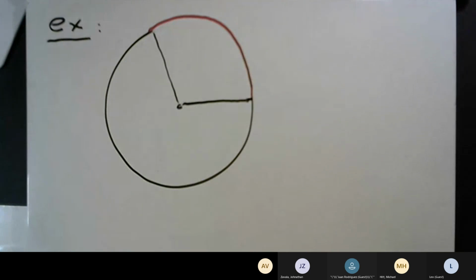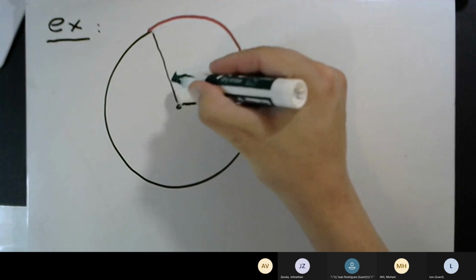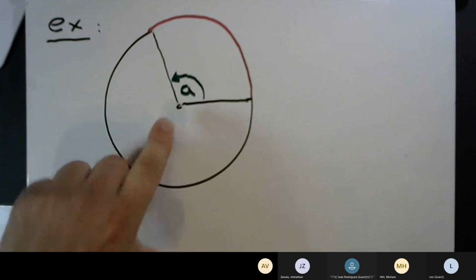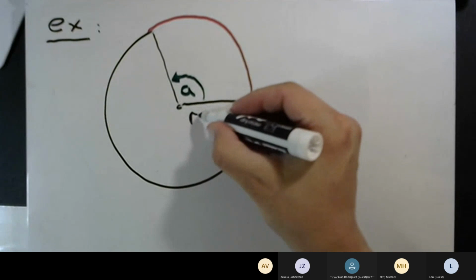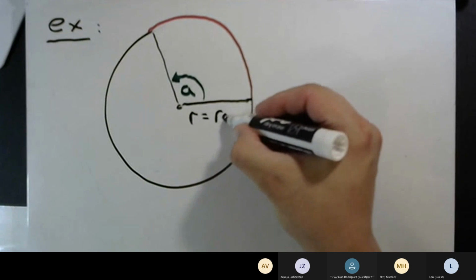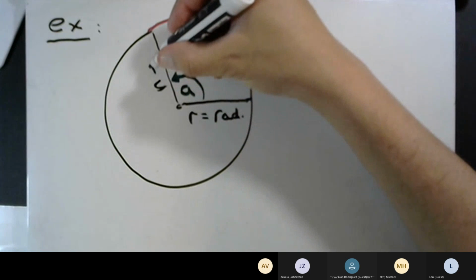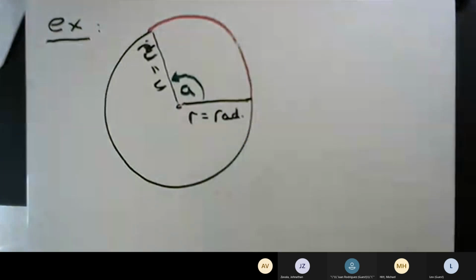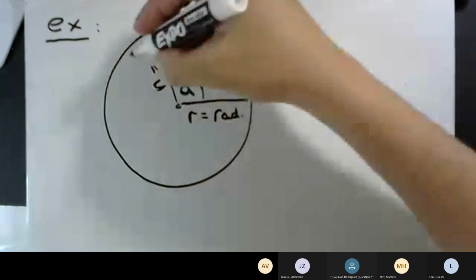So here's our angle, a measure of rotation, representing rotation. We've got the center of our circle, and let's say R is the radius. I'm going to abbreviate radius.